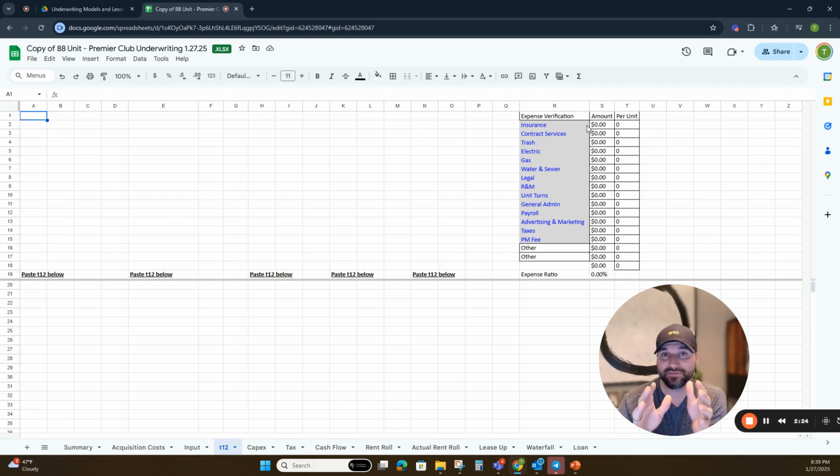Because listen, if it's on a T12, that doesn't mean it's verified, right? They could say the insurance cost is $68,000 a month, but you need to see the insurance bill and the insurance loss runs. That's very important. I've seen it time and time again where sellers have just not told the truth on some of these issues. So make sure you verify the expenses in the T12.